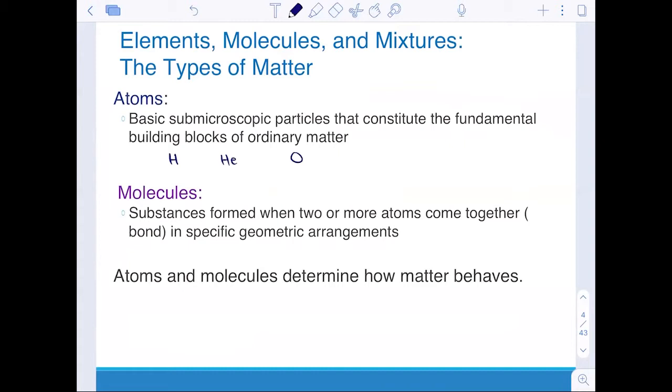Once we get into what makes up an atom, we'll think about this as just being the one element off of the periodic table, right? When we think about atoms, we can think one representation of an element.